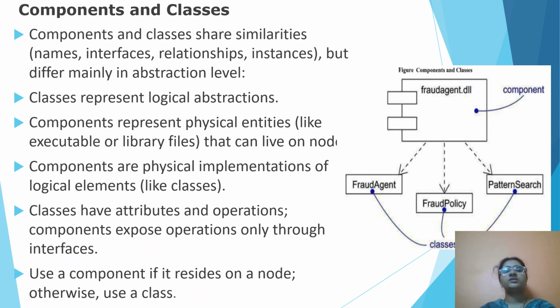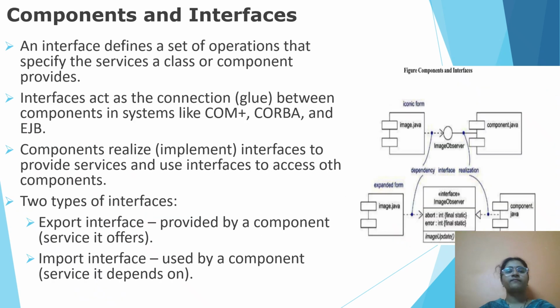Classes represent logical abstractions, like a blueprint for objects. Components, on the other hand, are physical entities like executables or libraries that can exist in a file system. Classes have attributes and operations directly, whereas components expose operations only through interfaces. In short, when designing a system, if you are representing logical structure, use classes. If you are representing physical deployment, use components.